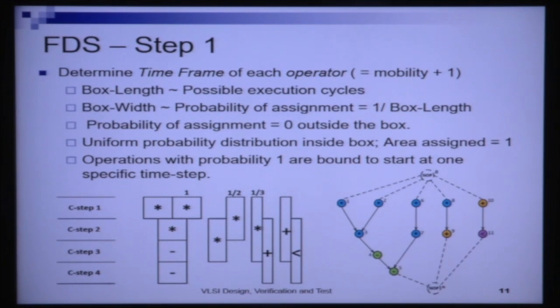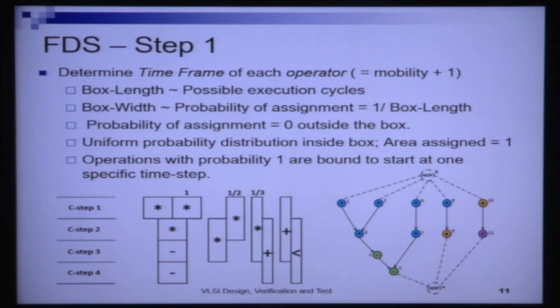And what is the time frame for an operation? The time frame for an operation is equal to its mobility plus 1. How is the mobility obtained? Mobility is given by the ALAP time minus the ASAP time, and that is why we found the ASAP and ALAP schedules. Now, given the time frames, we have these boxes where the length of a box is equal to its possible execution cycles.